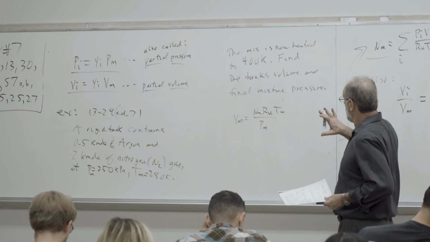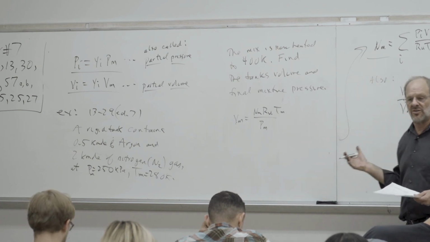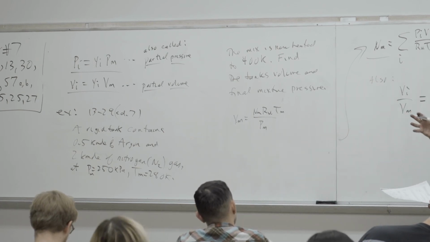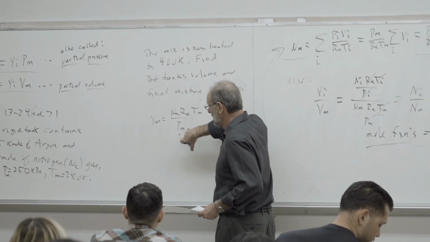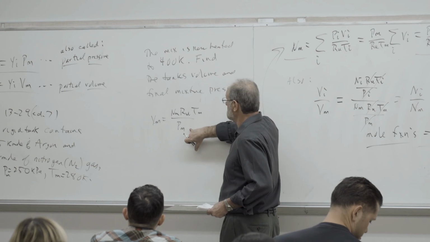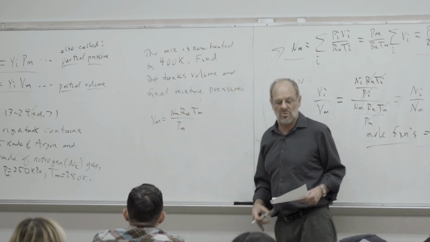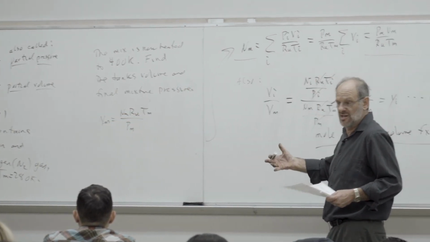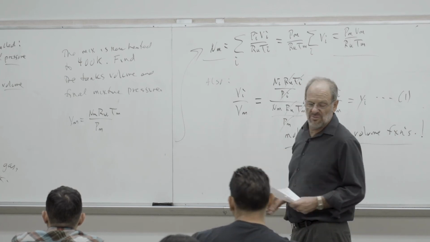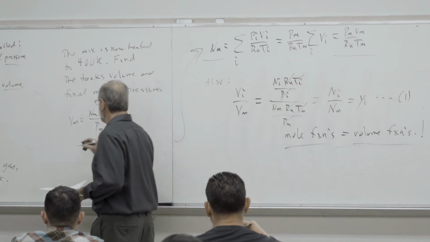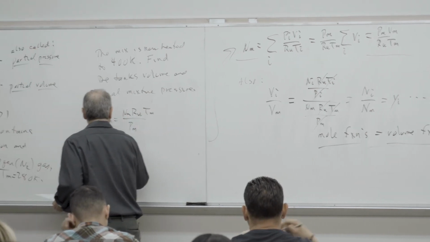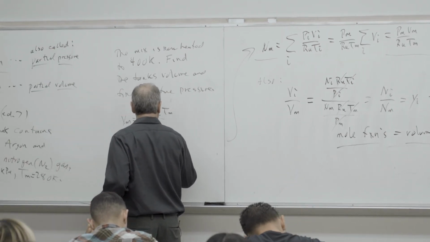Okay. Now, we can't find this at the final thermodynamic state, but we can certainly find it at our initial state that's been given. After all, we're given the initial temperature and pressure. We're given the number of moles of each component, so we could certainly find the number of moles of the mixture. We can look up the universal gas constant, so we should be able to find the volume of the mixture at the initial state. So let's do that first.